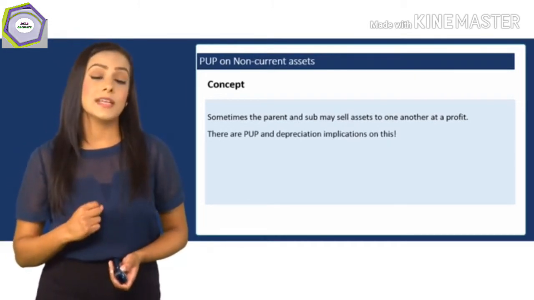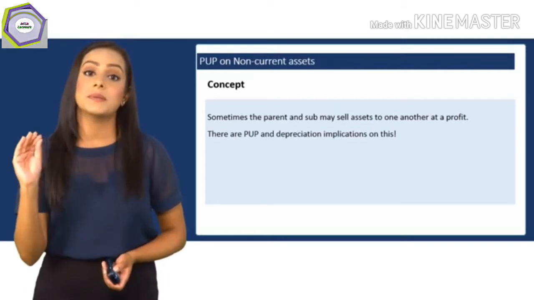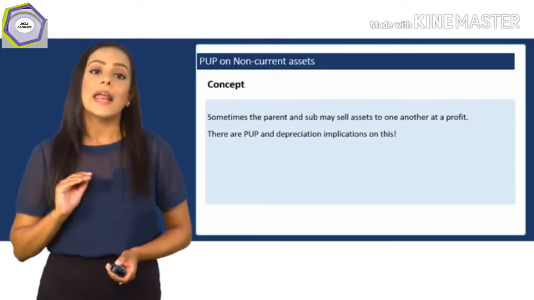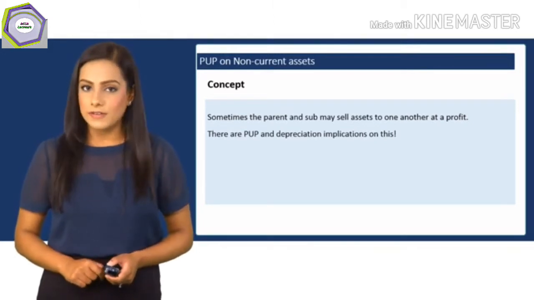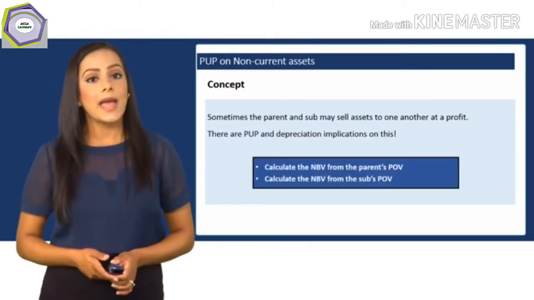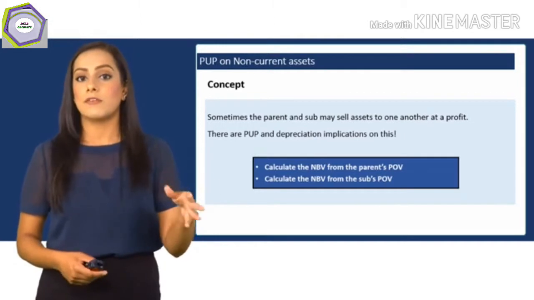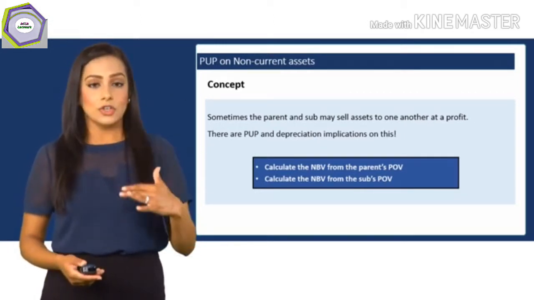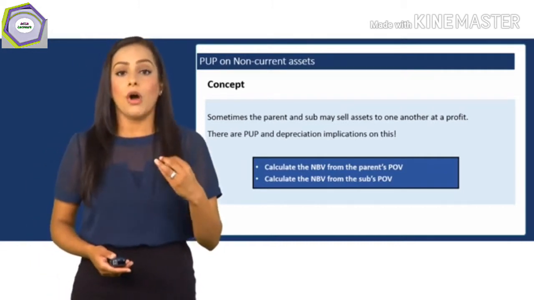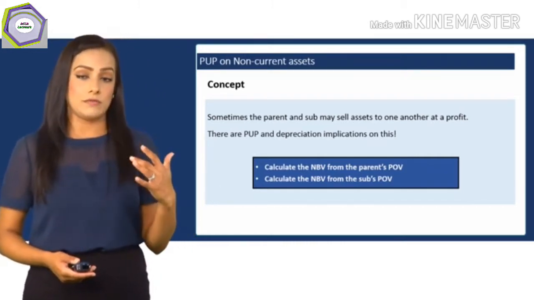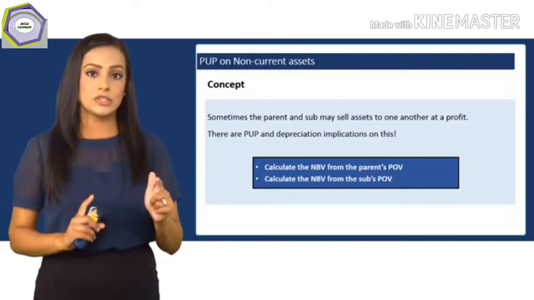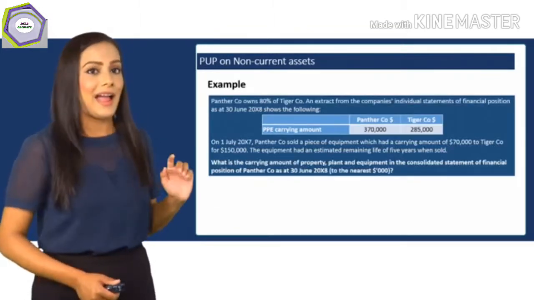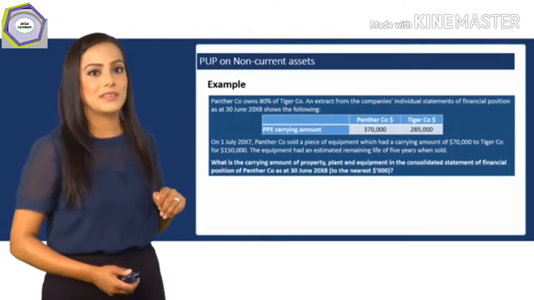This PUP adjustment is going to be removed from the property, plant and equipment row on the face of the balance sheet. And how we calculate this PUP is very straightforward. You compare the net book value of the asset from the parent's point of view, pretending they've never sold it, and then you compare that to the net book value from the subsidiary's point of view. The difference between these two net book values is the PUP. So let's have a go at this very nice example.